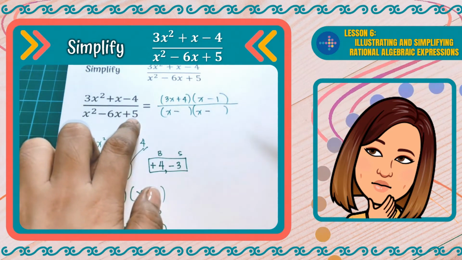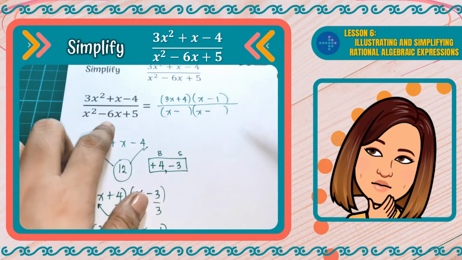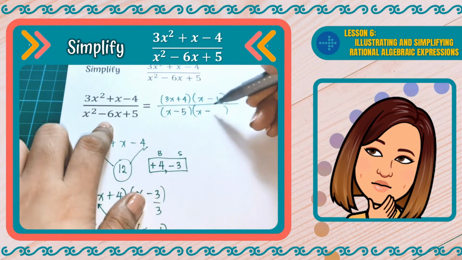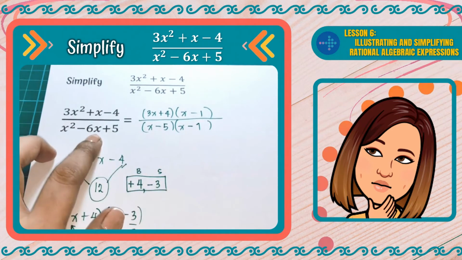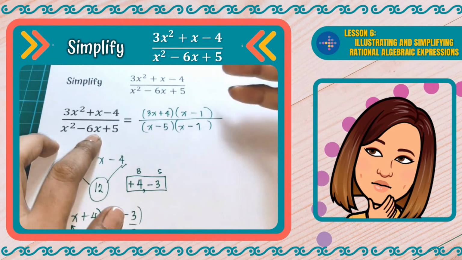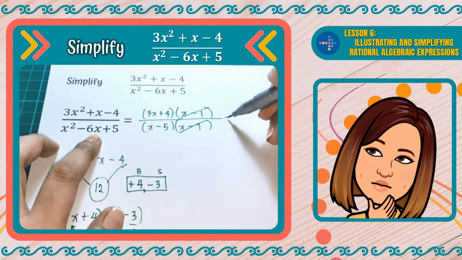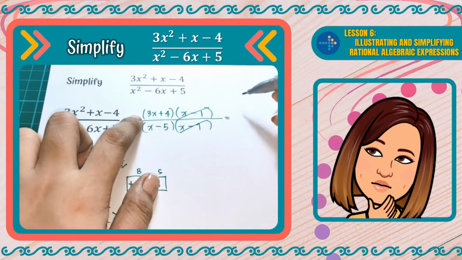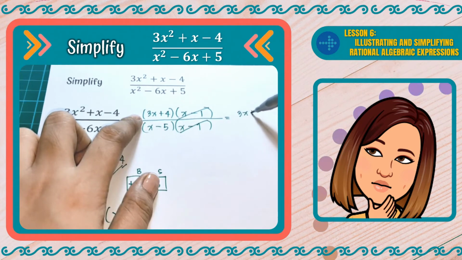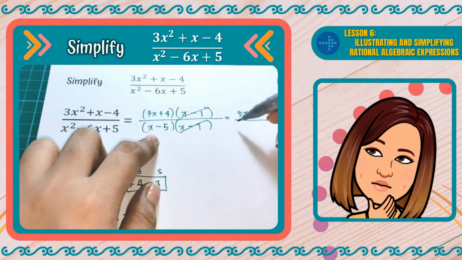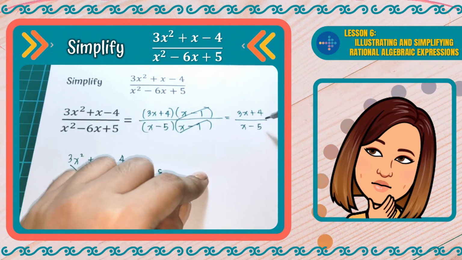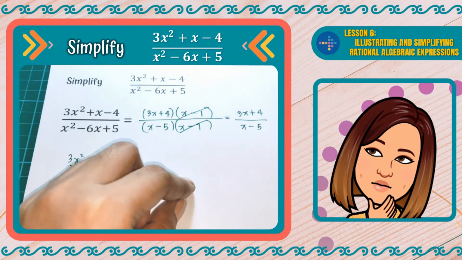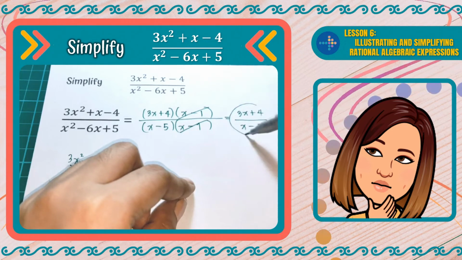So, ano yung factors ni 5 na kapag inadd, 6 ang magiging sagot? So, we have 5 and 1. So, the common factor ng numerator and denominator natin ay yung binomial na x minus 1. So, ang natira sa numerator ay 3x plus 4 and sa denominator ay x minus 5. So, the simplest form is 3x plus 4 over x minus 5.